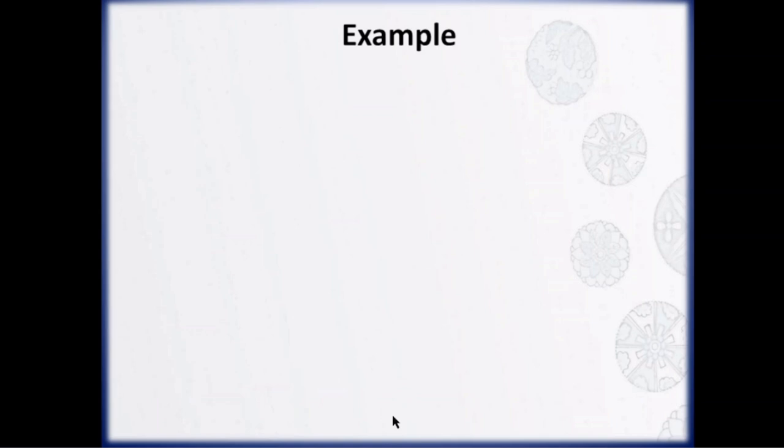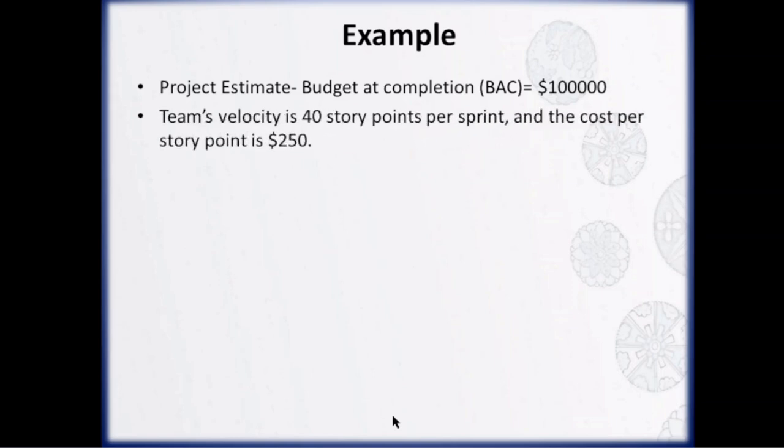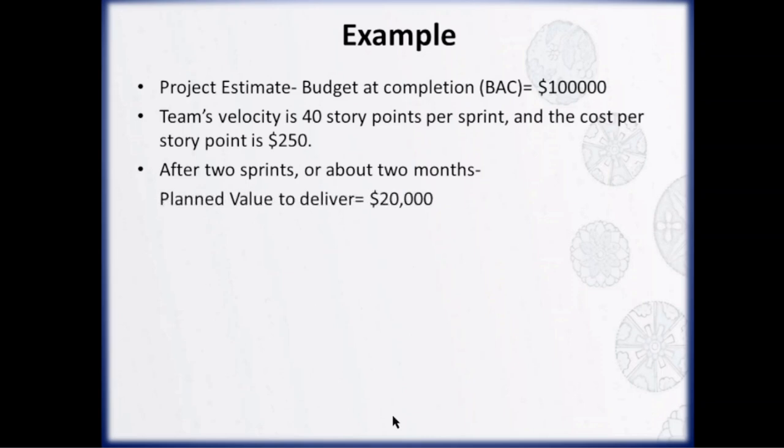Let's walk through a simple example to better understand how these variances work. Imagine we have a project with an estimated budget, or budget at completion, of $100,000. The team's velocity is 40 story points per sprint and the cost per story point is $250. Now let's zoom in on a specific point in time, say after 2 sprints or about 2 months.